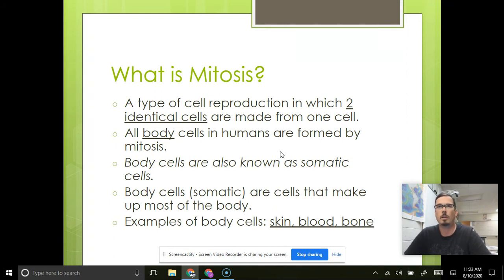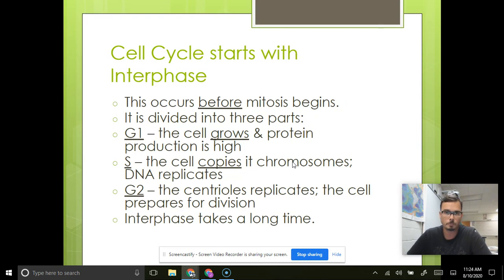So all the way from conception up to the time that you die, your body cells go through mitosis. Your body cells are also known as somatic cells. So remember that. Many times we will refer to them as somatic cells. Examples of somatic cells are skin, blood, and bone cells.